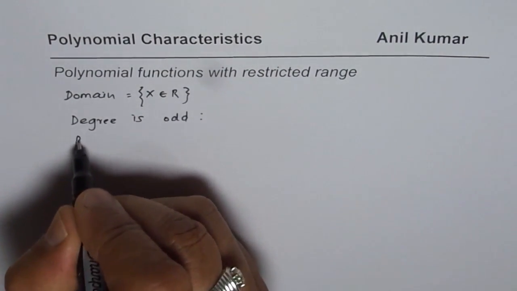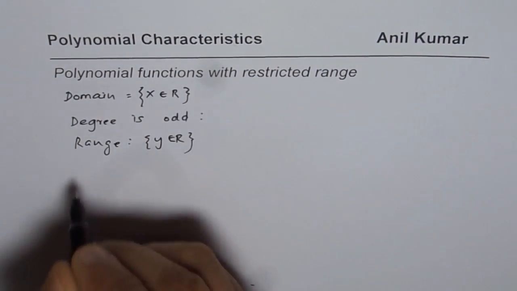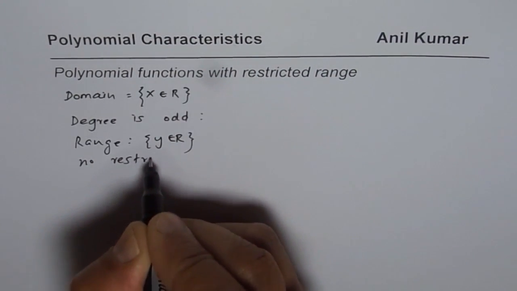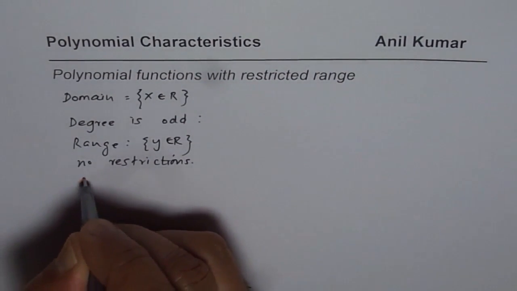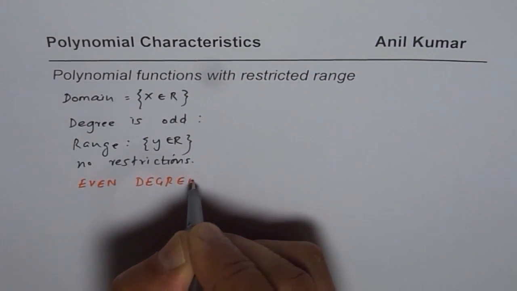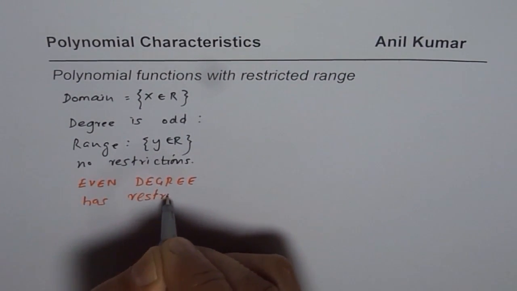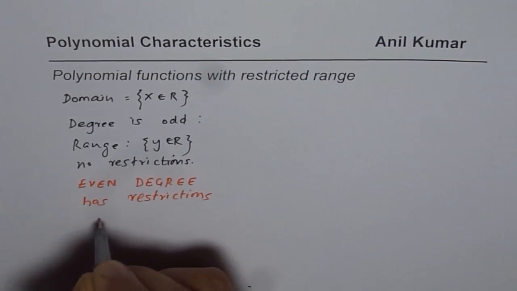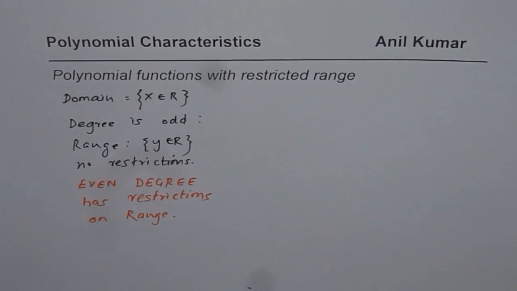in that case, the range is again y belongs to real numbers, right? So no restrictions. However, if the degree is even, then we have restrictions. So what we find here is that polynomials with even degree have restrictions on range. So that is what is important to understand.